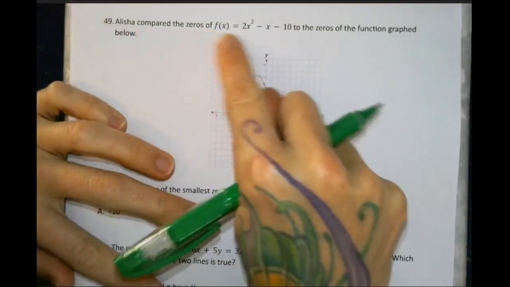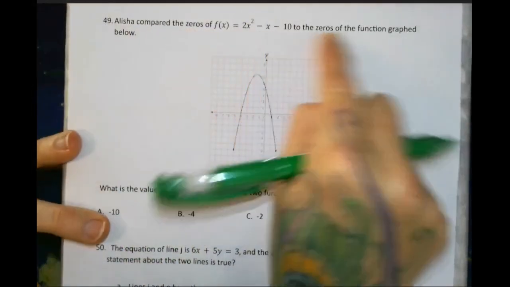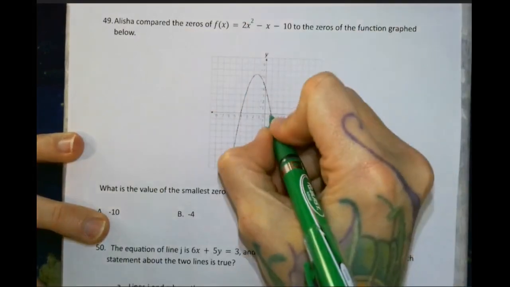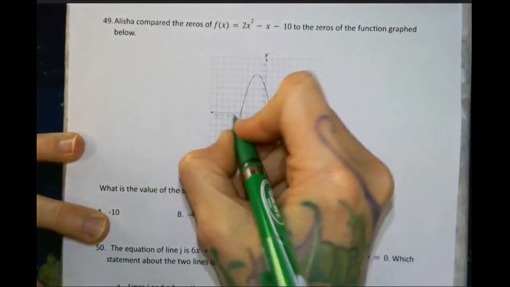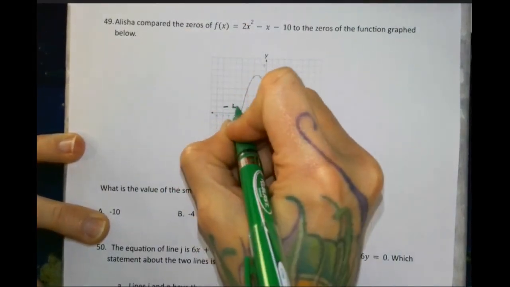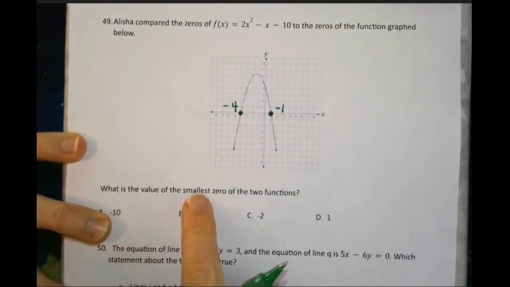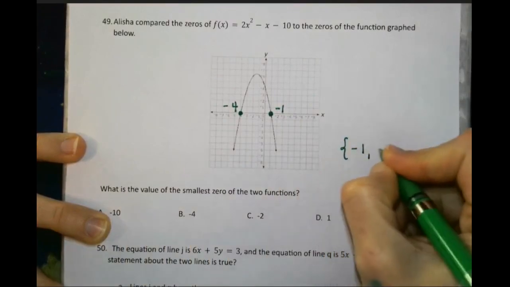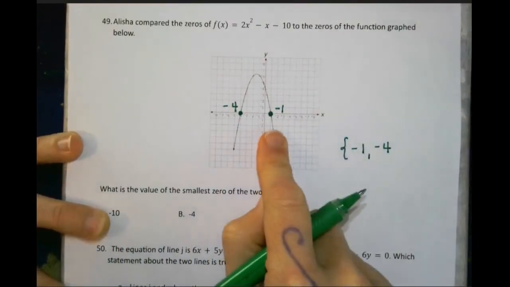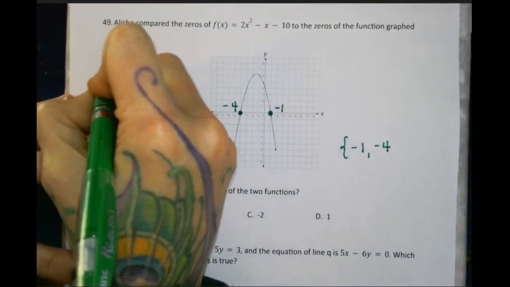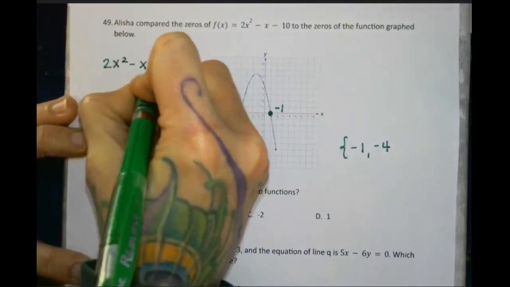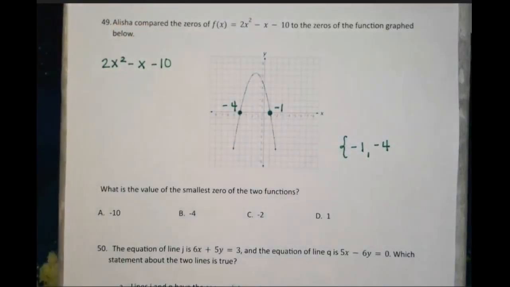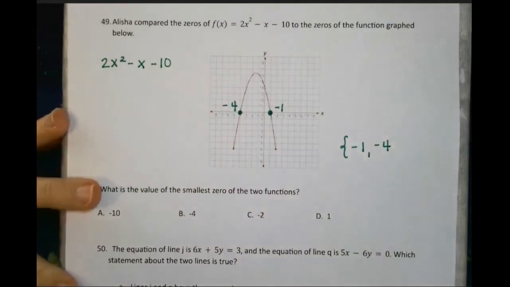All right, we compared the zeros of 2x squared minus x minus 10 to the zeros in the function graph below. Our zeros in the graph below are negative 1 and negative 4. What is the value of the smallest zero of the two functions? So we can make a list. I'll say we have a 0 of negative 1, a 0 of negative 4 for the graph one. This one, we're going to factor it, or at least try. If not, you can go straight to the quadratic equation. If you like the quadratic equation better, we're looking for the zeros, which are the solutions, x-intercepts, and roots. So that will work as well.